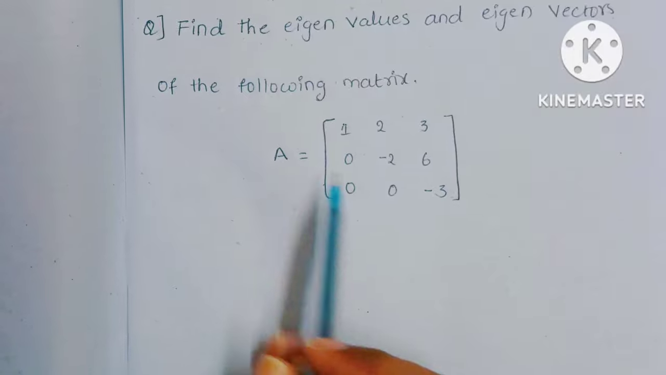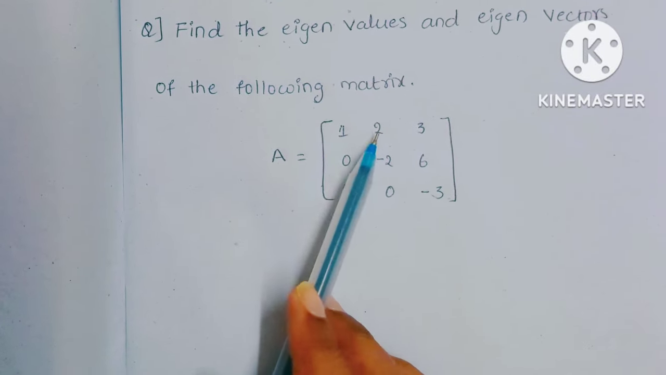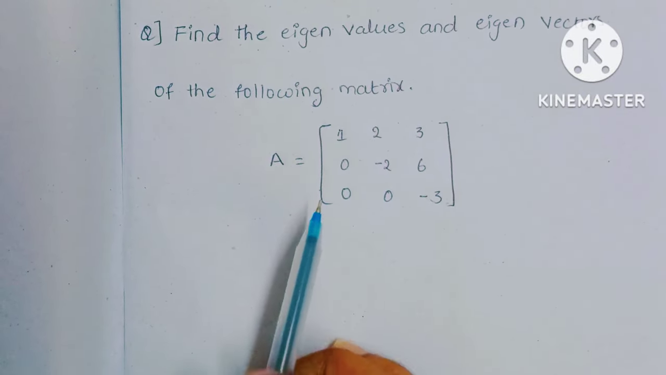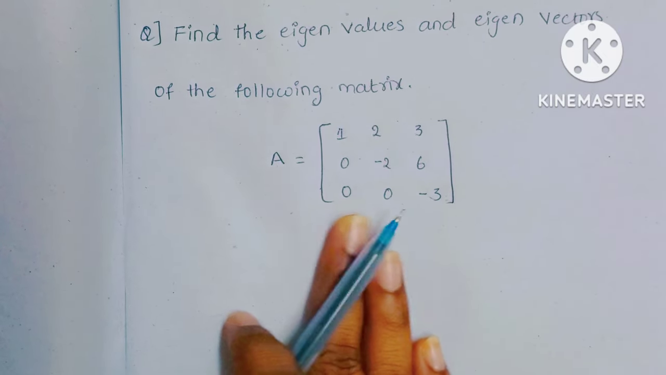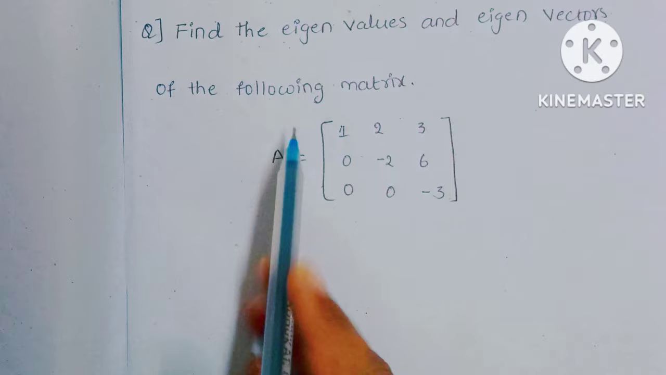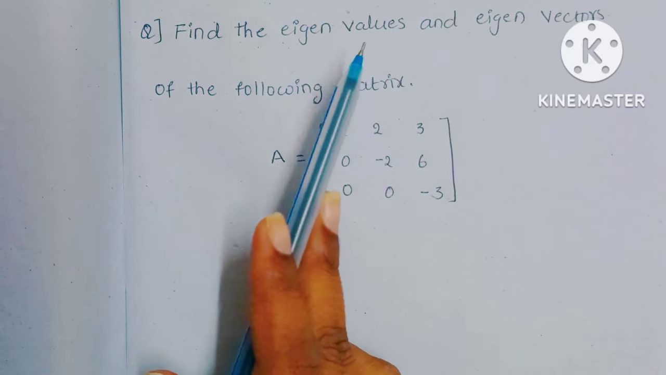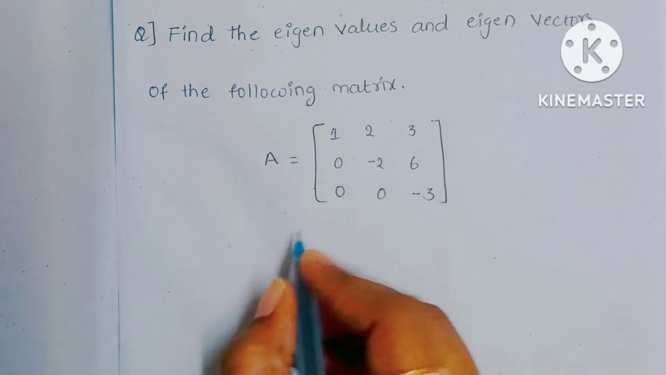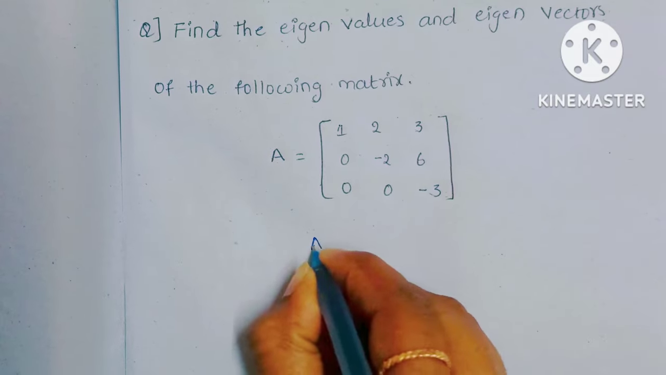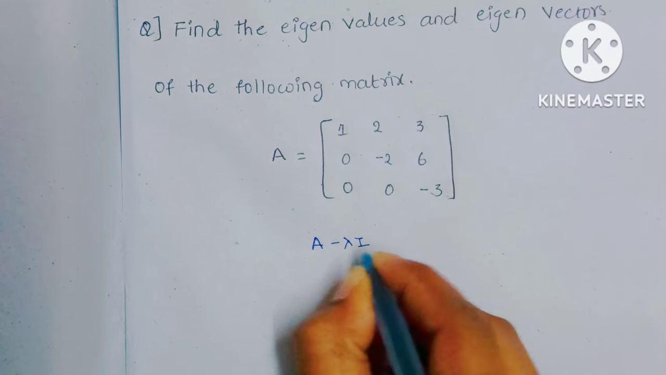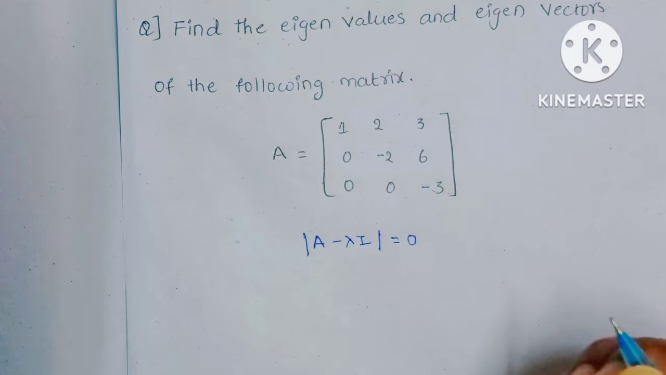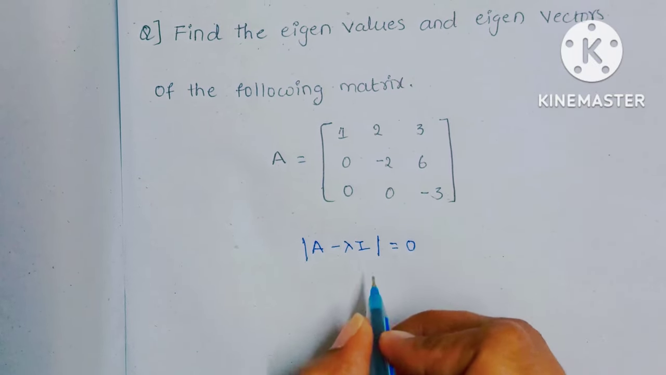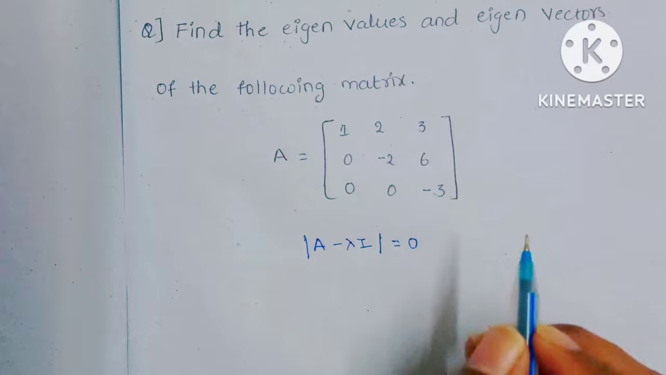See this problem. This is also an upper triangular problem. We will see how to find the eigenvalues and eigenvectors for the given matrix. First, for finding eigenvalues, we have to write the characteristic equation, that is the modulus of A minus lambda I equal to 0. This is the characteristic equation for the given matrix.